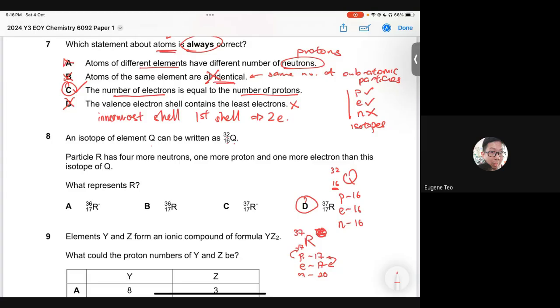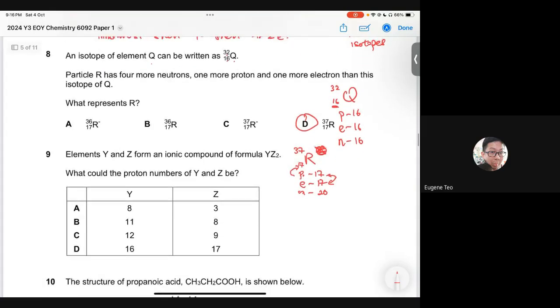Okay? Next. Y and Z form an ionic compound of formula YZ2. What could be the proton numbers of elements Y and Z? Now, because it's an ionic compound, it should be a metal and a non-metal. Normally, when you write a chemical formula, Y should be a metal. The second one should be a non-metal. So that will be the order that normally you write your elements.